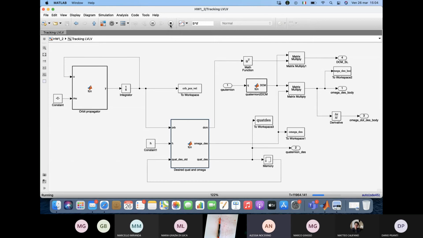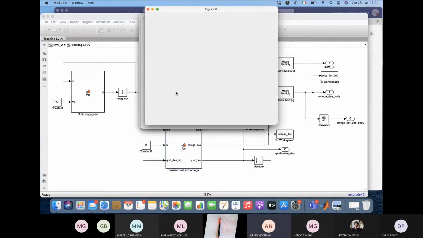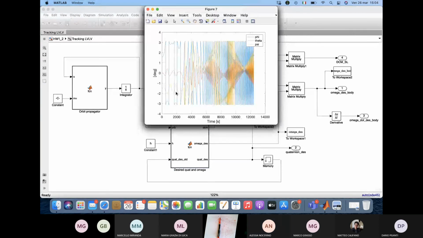Yeah, maybe I can stop because my simulation period is very high. What is it doing? No, I stopped the simulation because I've set a very high simulation period. So this is pretty much what happens for one orbit, but it's very, very strange.